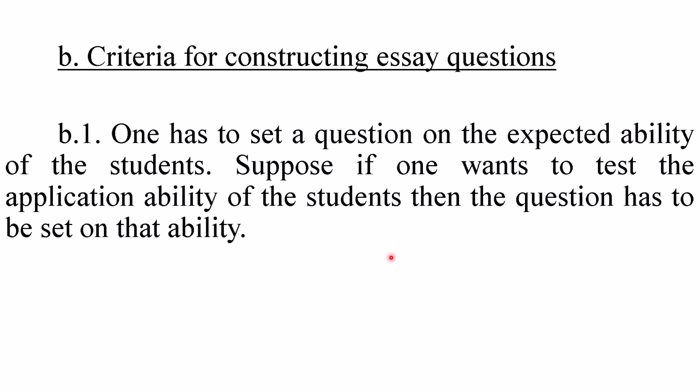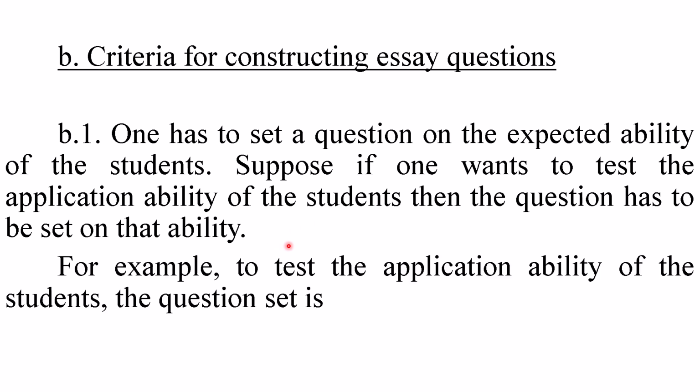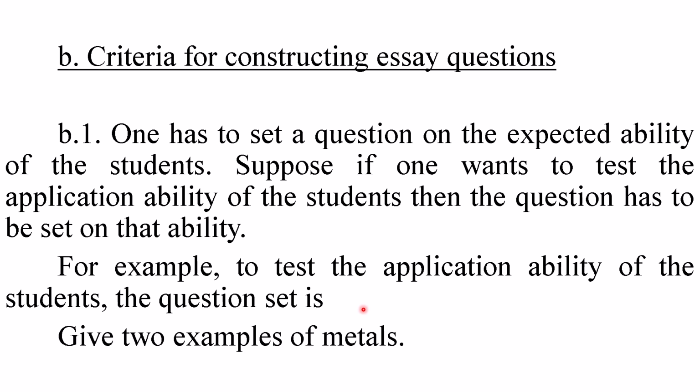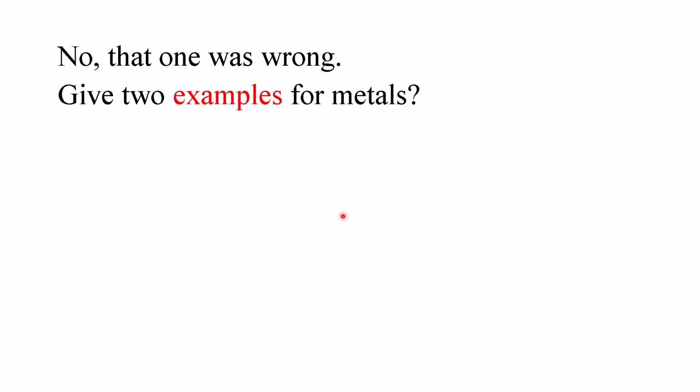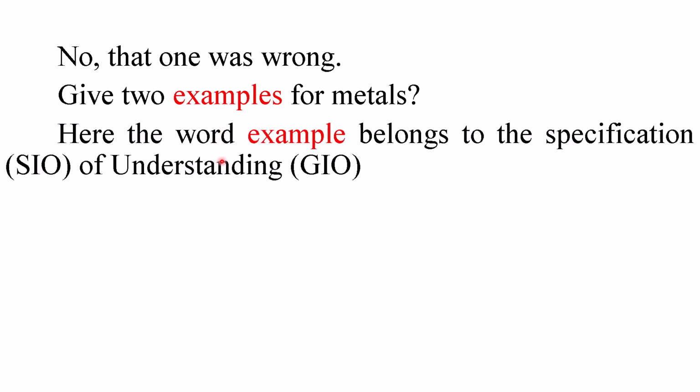We have to set a question to the expected ability. Suppose you want to test the application ability, then the question has to be set on that ability. Let us take the application ability. Here the question is: give two examples of metals. Is that question rightly asked? What's your answer? No, that one was wrong. Then what is right? Give two examples of metals. See, cite examples will come under understanding. So cite examples is the specific instructional objective of the understanding general instructional objective.